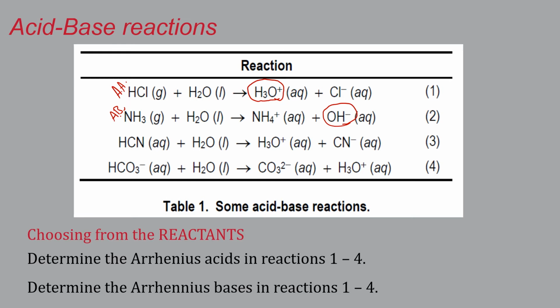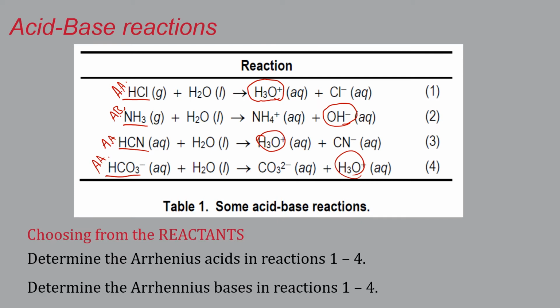So now we have HCN, and when reacted with water it gives us hydronium and CN-, so HCN is an Arrhenius acid. So HCl, NH3, HCN. And finally, hydrogen carbonate, or bicarbonate, as this is often called, reacts with water to form carbonate and hydronium. So this too is going to be an Arrhenius acid. Now note that in every case, in all of these reactions, there is only one acid or base.